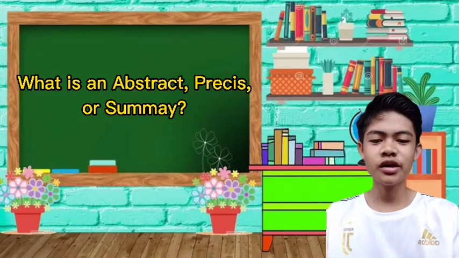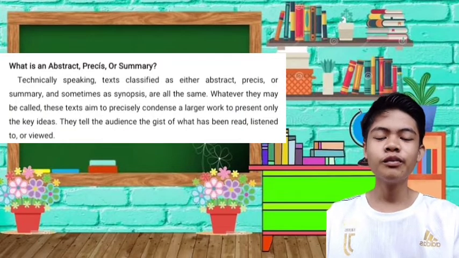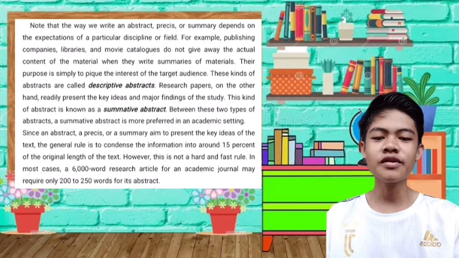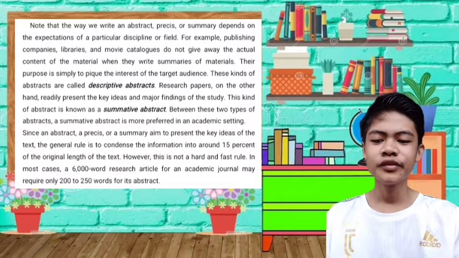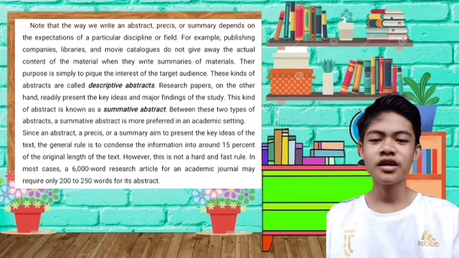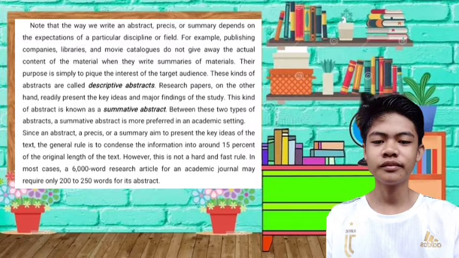What is an abstract, précis, or summary? It presents information in around 15% of the original length of the text. Précis or summary, and sometimes a synopsis, are all the same: they take a larger work and present only the key ideas. When you hear the word summary, it means to summarize a story or sentences. The more you read, the more you learn how to summarize.